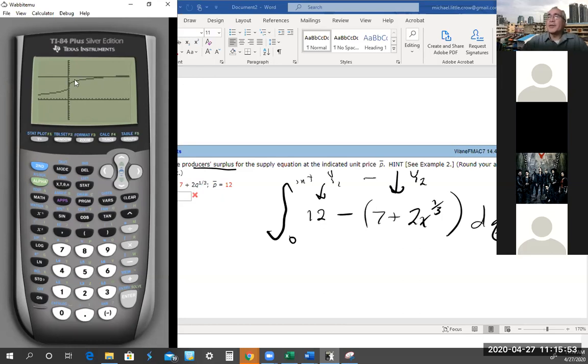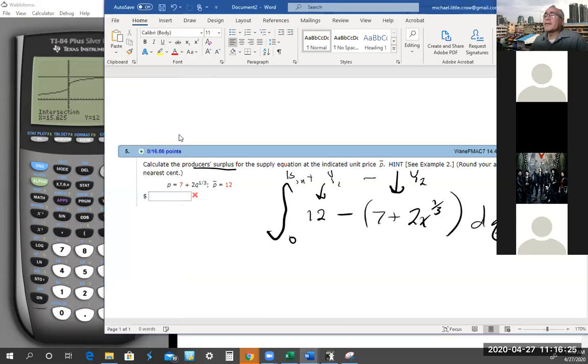What we're getting is the producer surplus is going to be this little area in here, but I need to find that point of intersection. Second calc, number 5, intersect. And then I just enter, enter, enter. It gives me my intersection is 15.625.